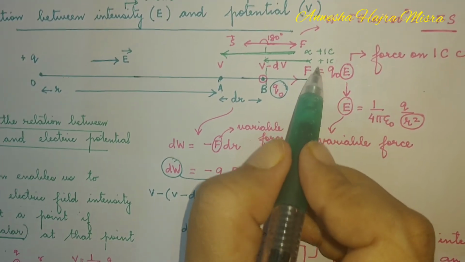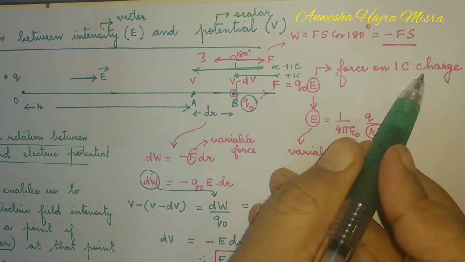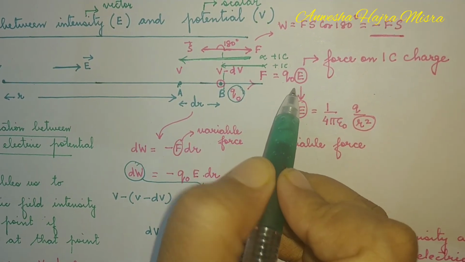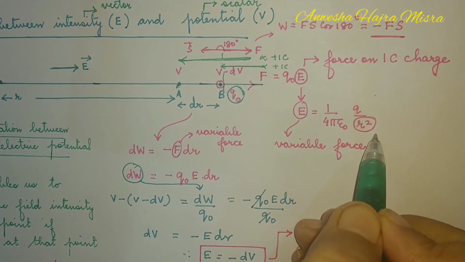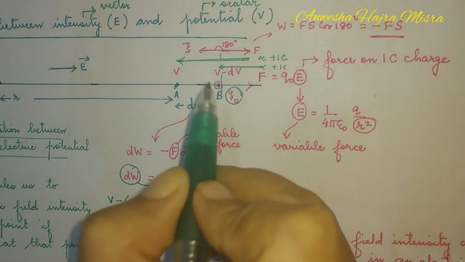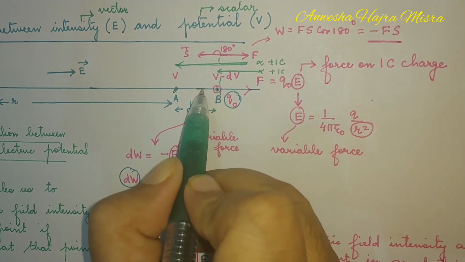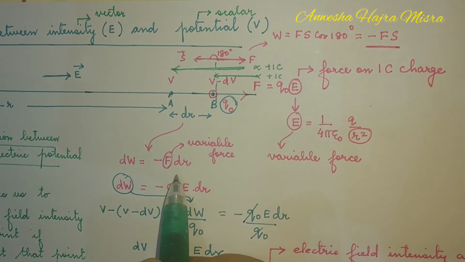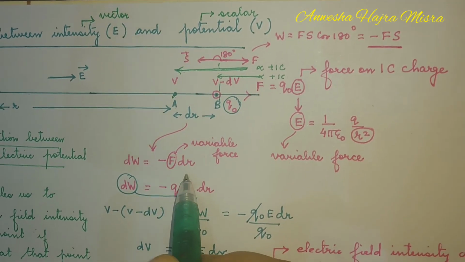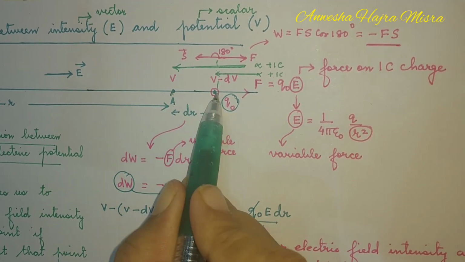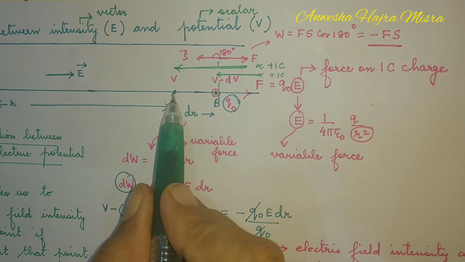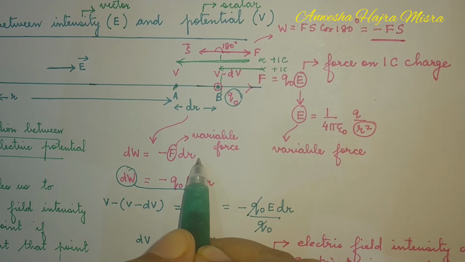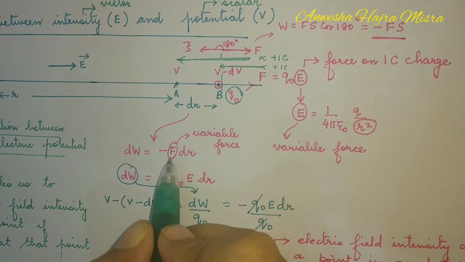Now, intensity is the force on 1 coulomb charge. I have a Q naught charge over here. So force on Q naught is Q naught E. E varies as 1 by R square, so E is a variable force. So at every point, force on this Q naught will be different. Since it is a variable force, we take the help of calculus to find out the work done. We assume dr so small that within the small distance dr, force remains constant. So my work done is minus F dr. Why minus? Force and displacement are in the opposite direction.